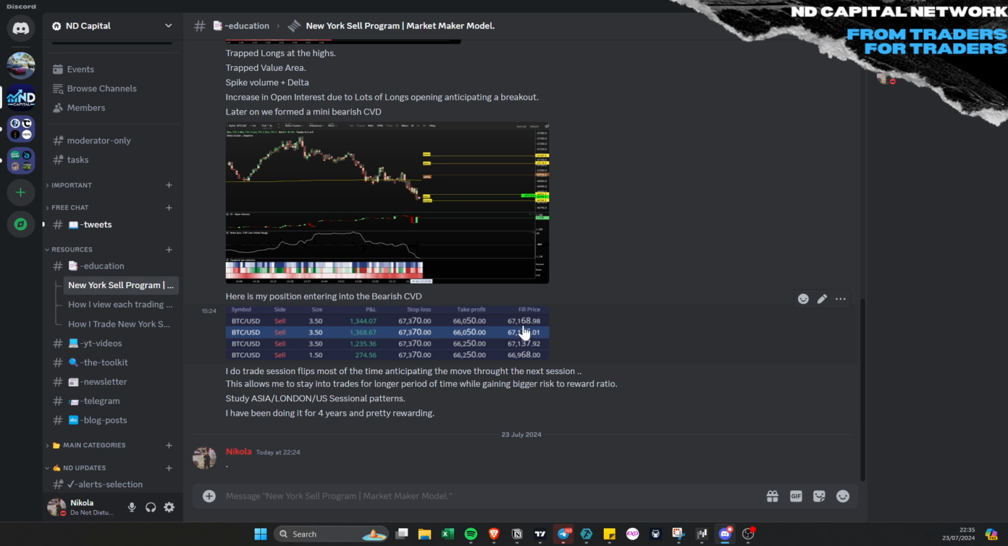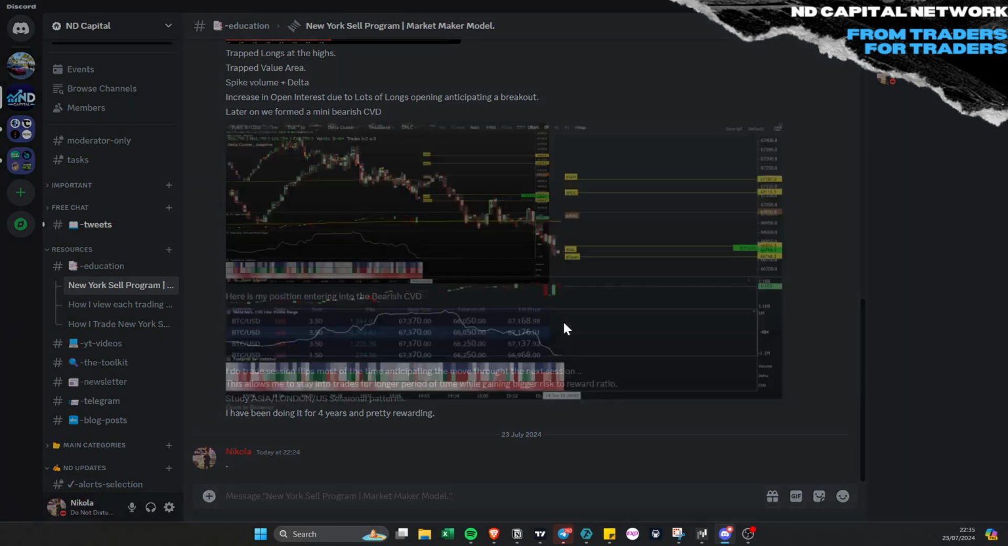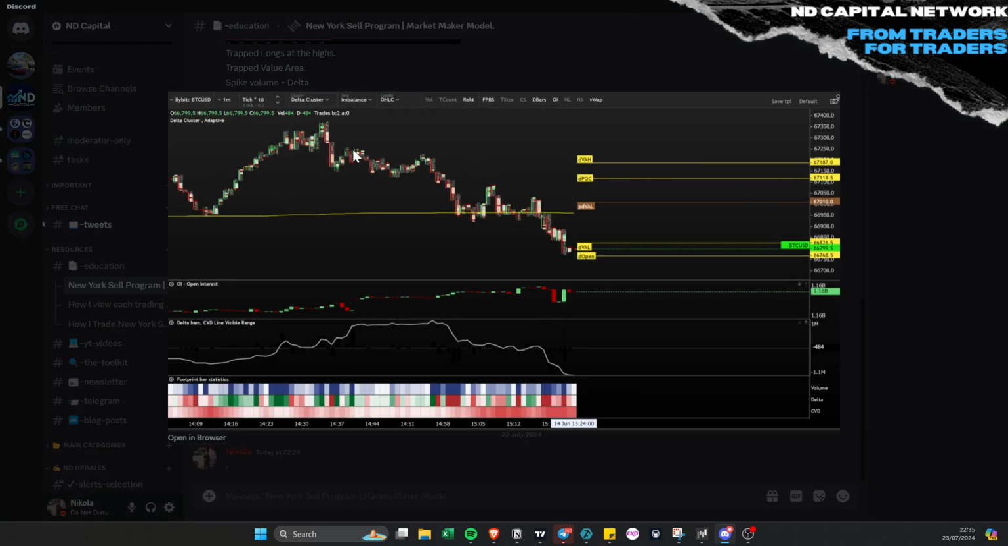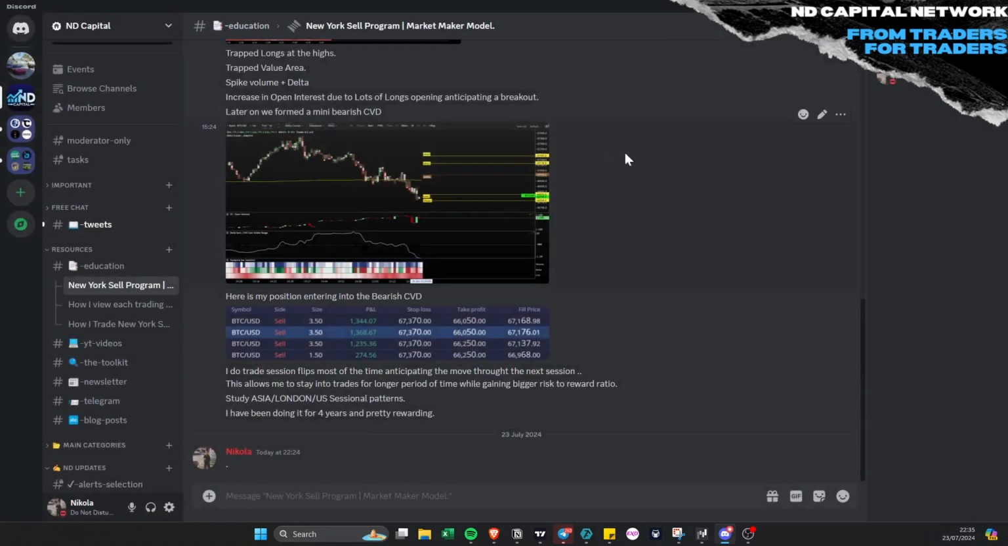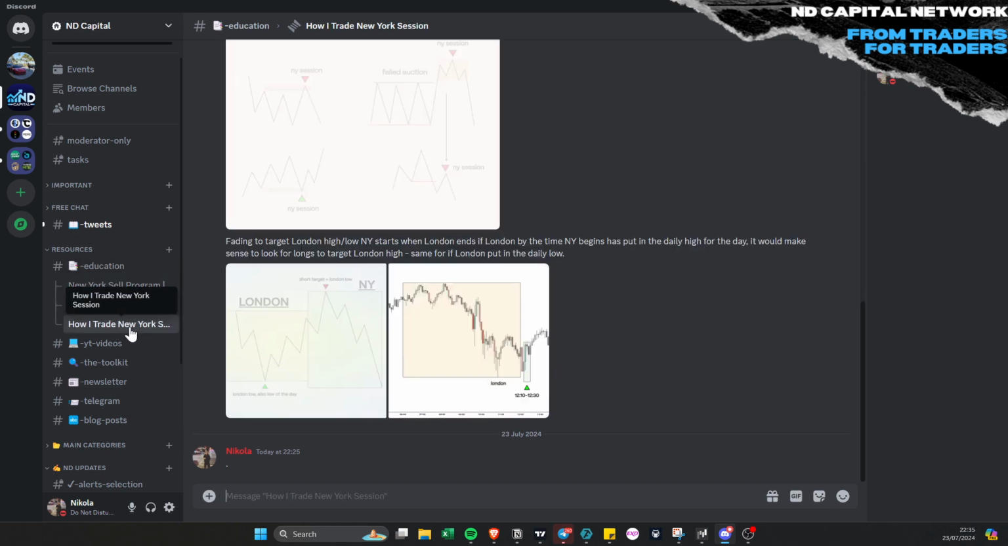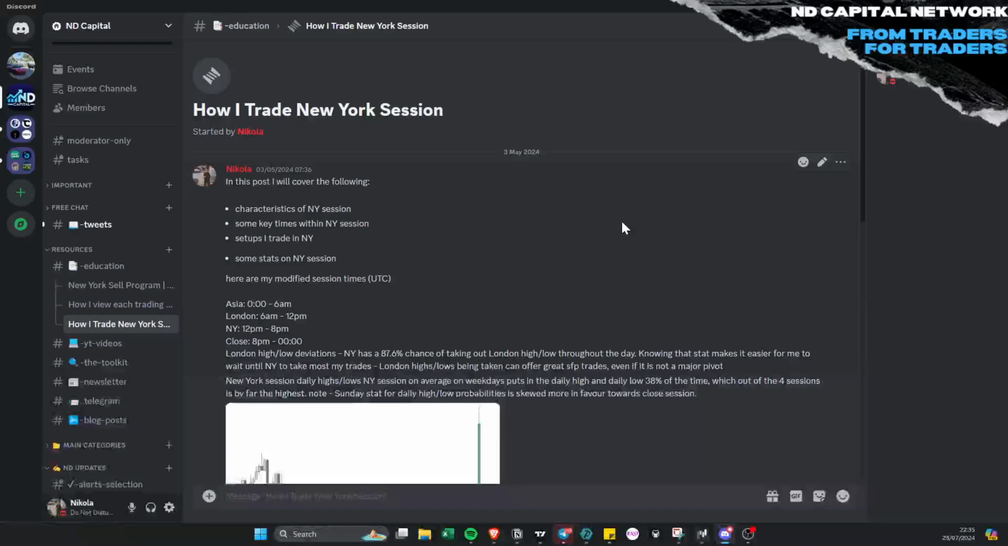The fill price 67,170. So this is at the bearish CVD, and this is an example of that. This is a repeatable pattern. I'm gonna go into more depth on this. This is just an example, a brief description of it. So this is the way I do trade the New York session.